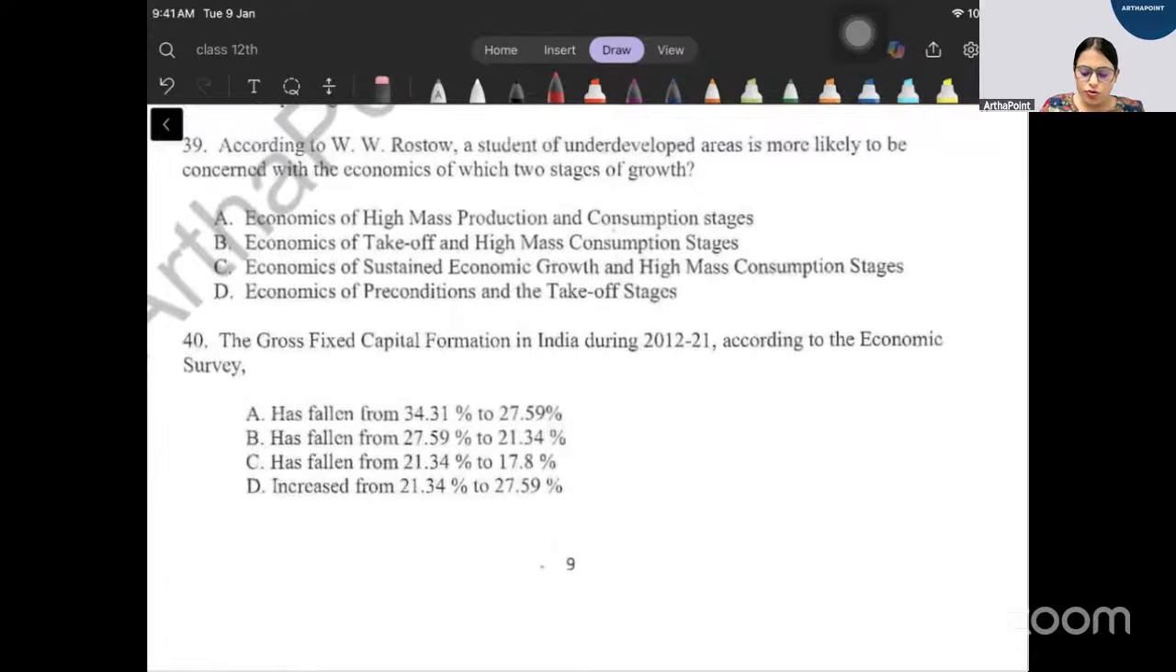According to Rostow, a student of underdeveloped area is more likely to be concerned with economies of which two stages of growth? Try to think and answer.